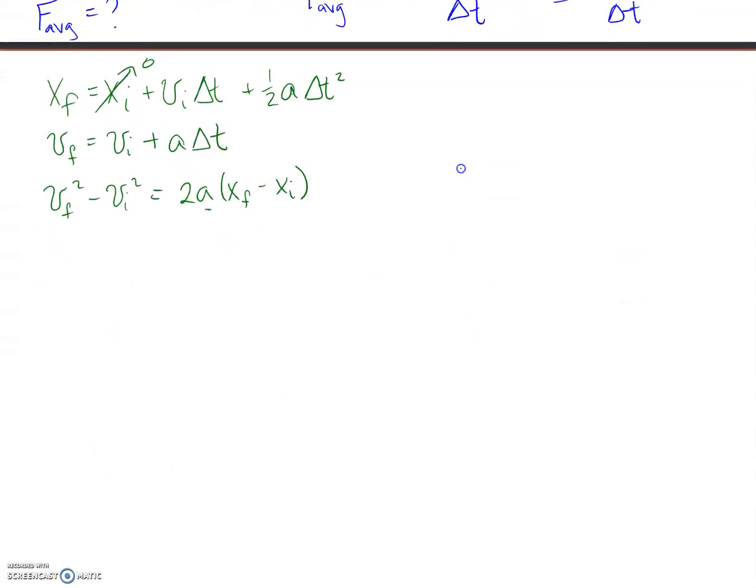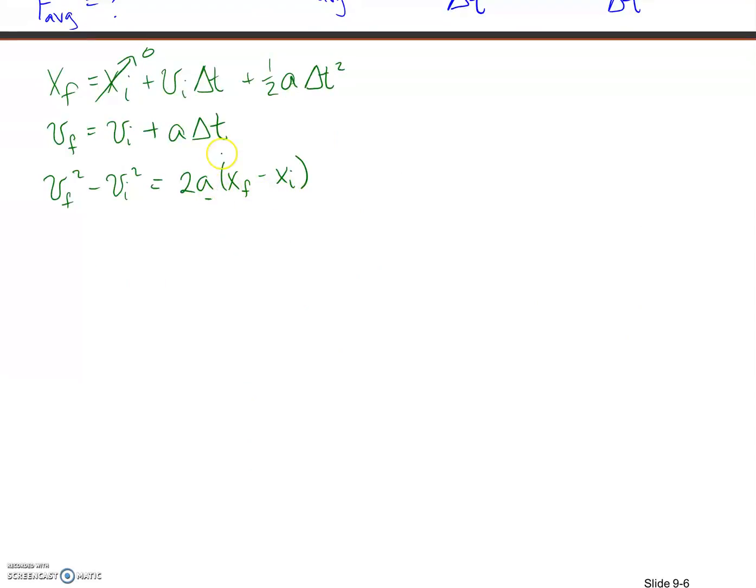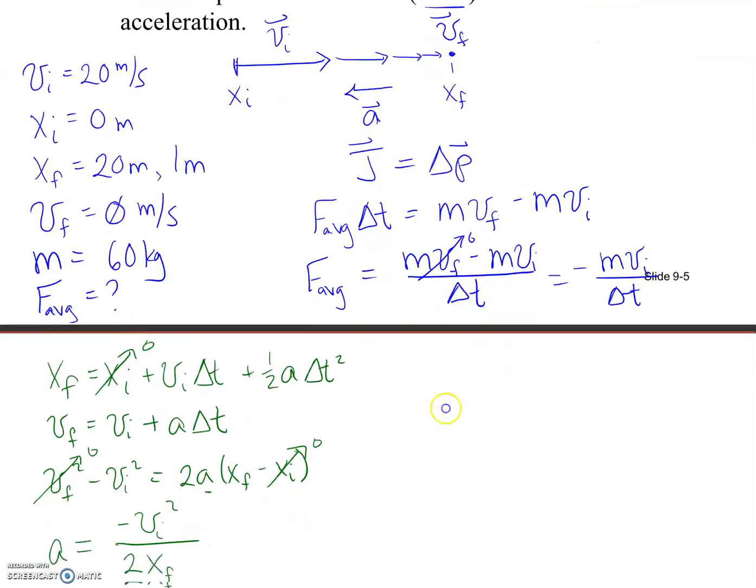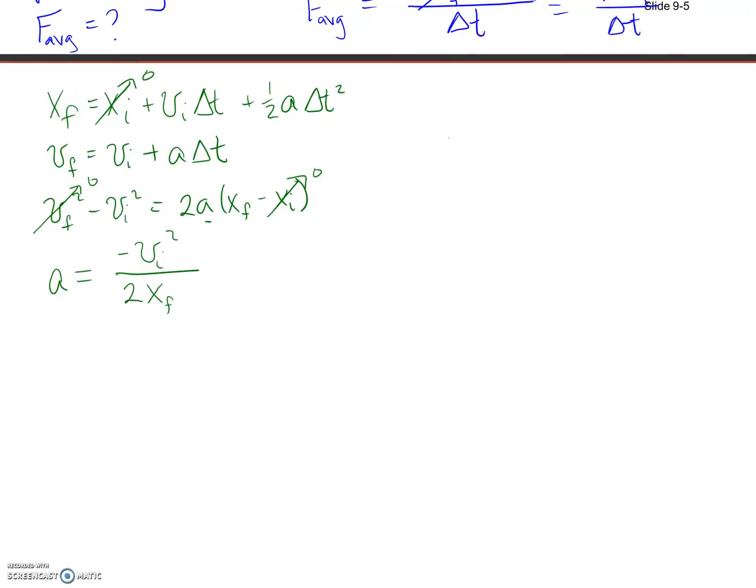So I'm going to use the third equation and solve for a. Actually, let's put in our zeros. I know my initial position is 0 and my final velocity is 0. So a is equal to negative v initial squared divided by 2 times x final. It looks like I'm going to get a negative answer for my acceleration, which does make sense. If I look at my picture, yes, my acceleration is to the left. Okay, so now I can find the time.